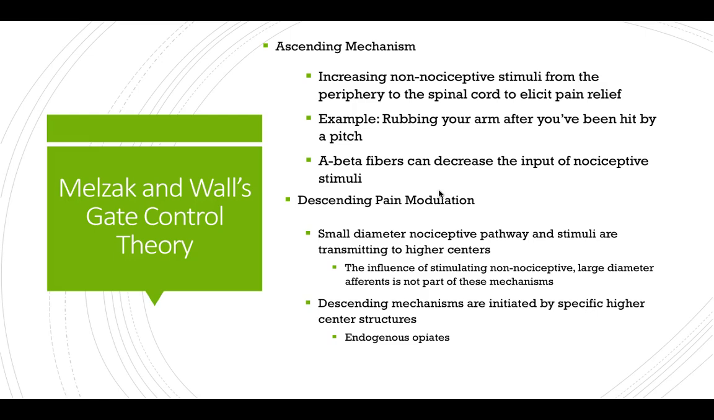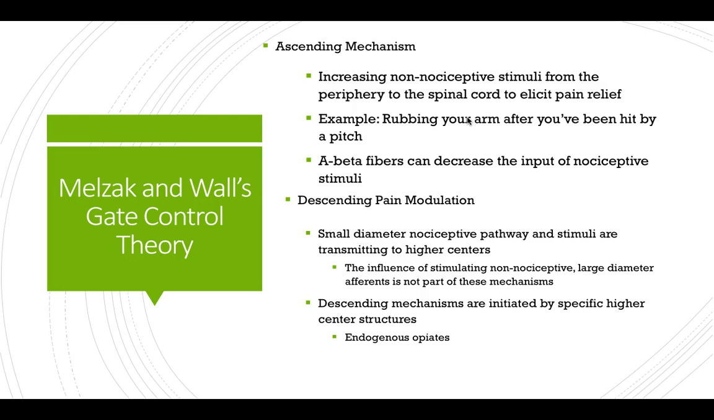So that ascending mechanism, if we increase non-nociceptive stimulation, so touch, movement, even cold and heat will be on these type of A betas, from the periphery to the spinal cord will elicit pain relief. So again, it's something coming from the periphery up into the spinal cord, so it's ascending. So big example of this, and you all do this all the time and don't even know that you're doing it. You're doing the gate control theory of pain control.